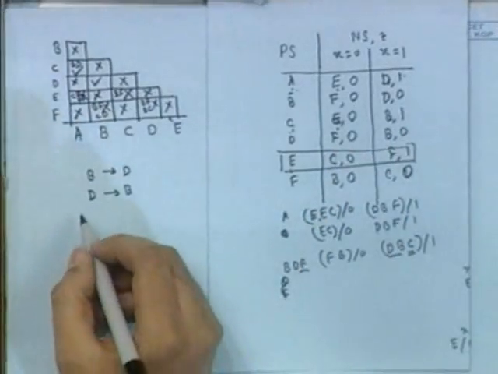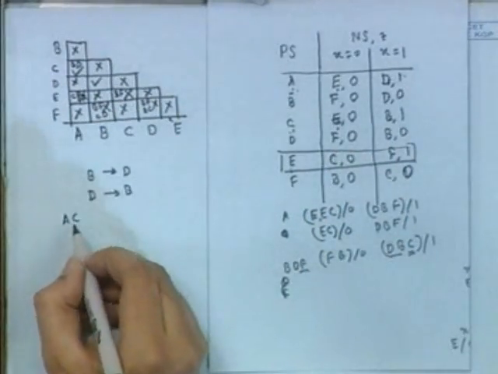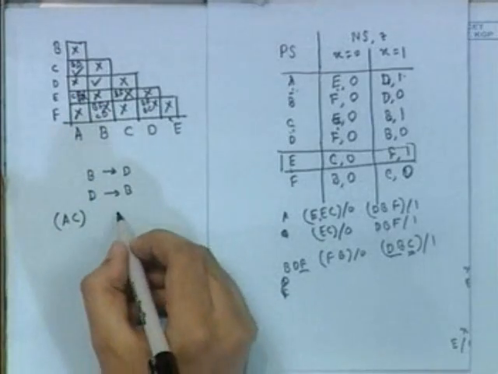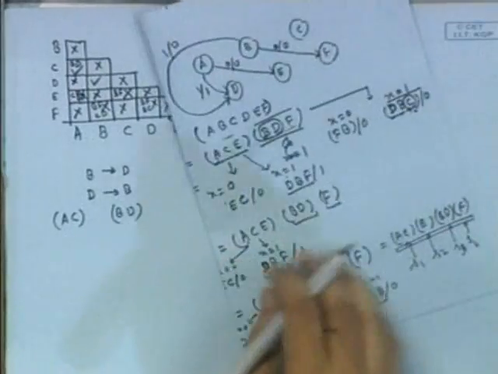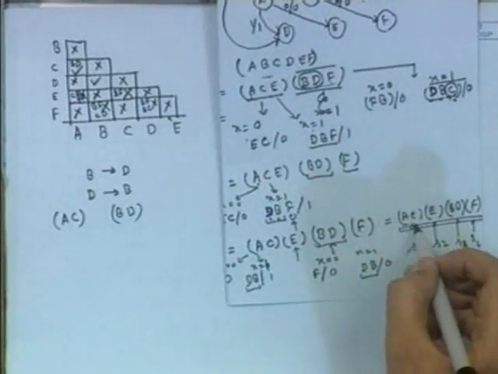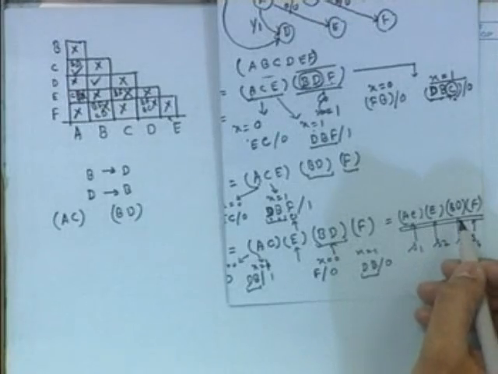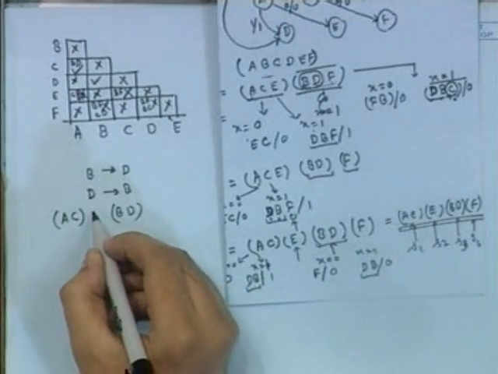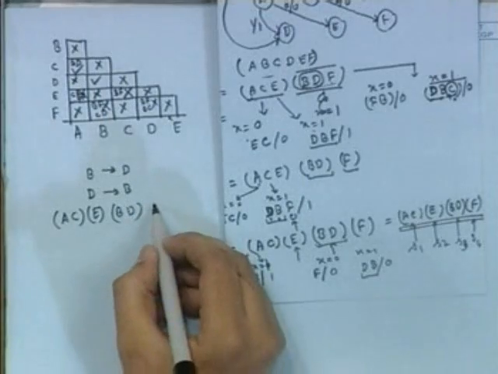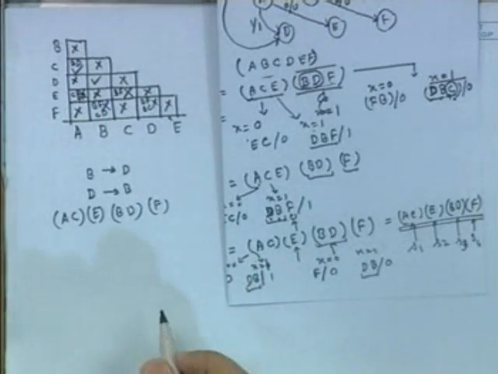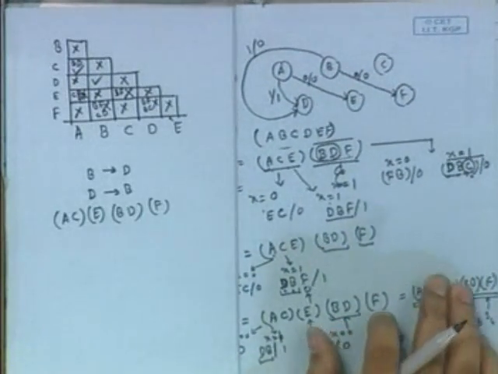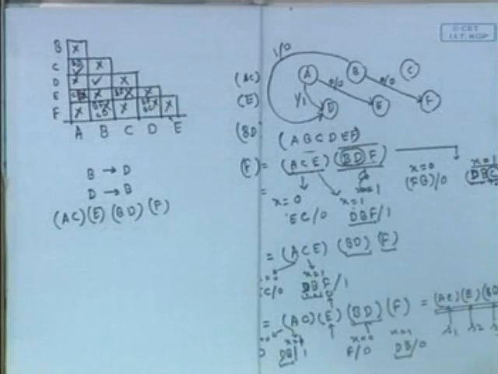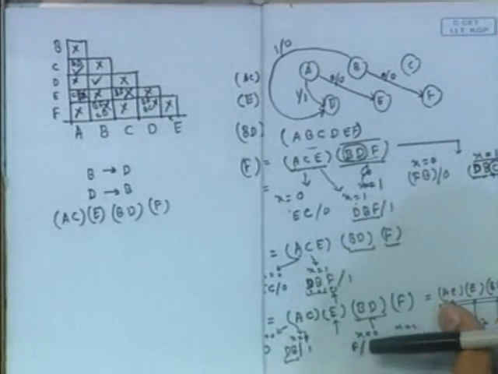So what you have got? You have got only A and C are equivalent, B and D are equivalent. So this is the same result that you got in the previous case. You got A and C are equivalent, B and D are equivalent. So for this case also you will get 4 states: A, C, E, B, D and F. Okay, these are the two state minimization algorithm approaches for finite state machines.